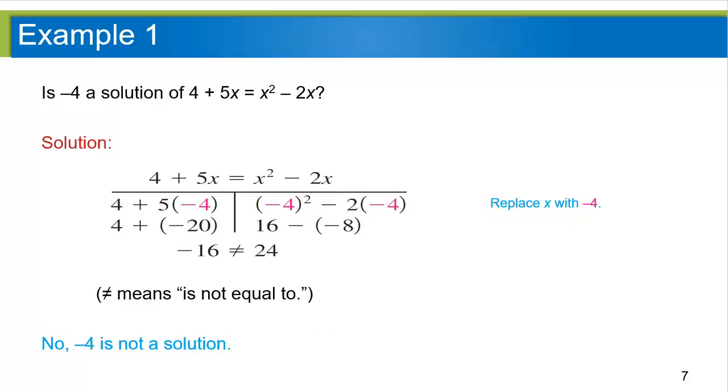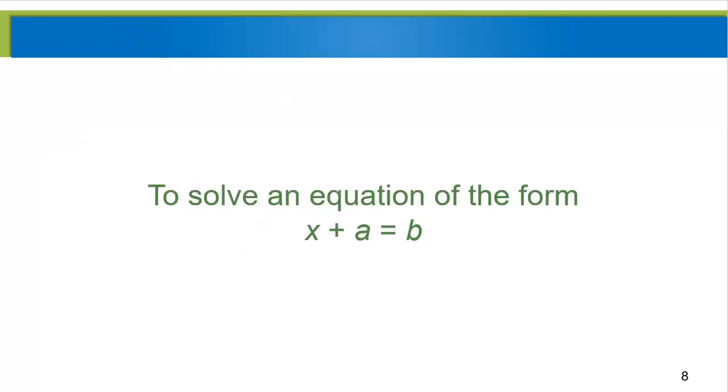How about -4 for this one? Do the same thing, order of operations, plug it in on both sides, and you see very quickly that the left side does not equal the right side. So therefore, -4 is not a solution. So if you were checking your work this way, you'd go, uh-oh, I did something wrong. Better go double check my work because -4 does not work.